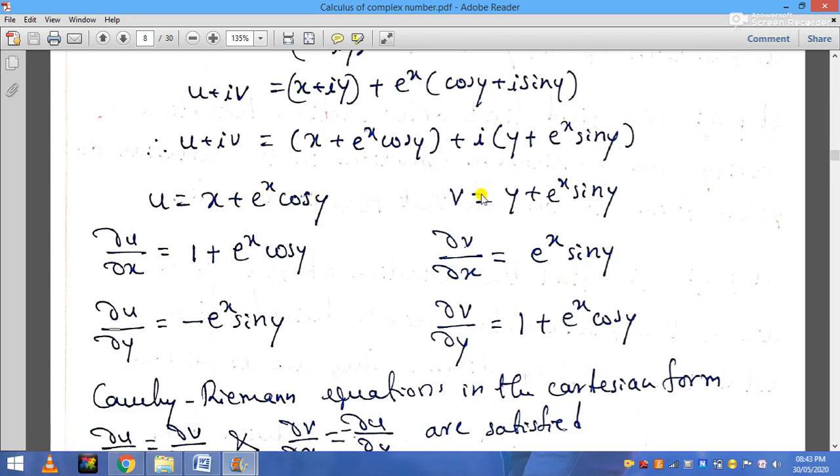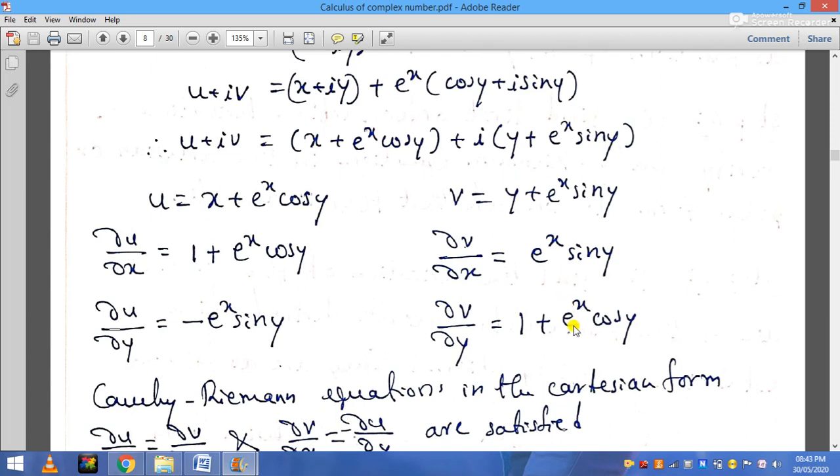Similarly for v, differentiating v partially with respect to x and y, we get dou v by dou x equal to, the differential of y with respect to x is 0, plus the differential of e raised to x is e raised to x, and sin y is constant. Similarly, with respect to y, dou v by dou y: the differential of y is 1, e raised to x stays as it is, and the differential of sin y will be cos y.